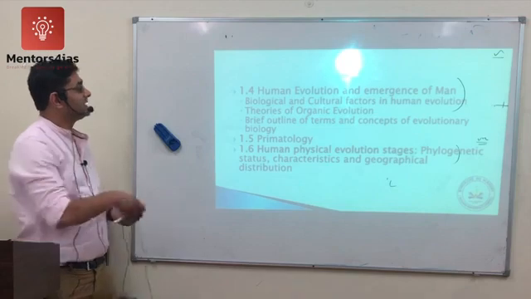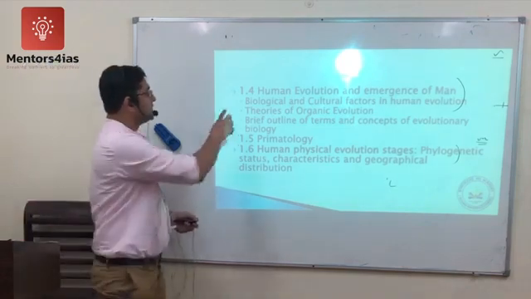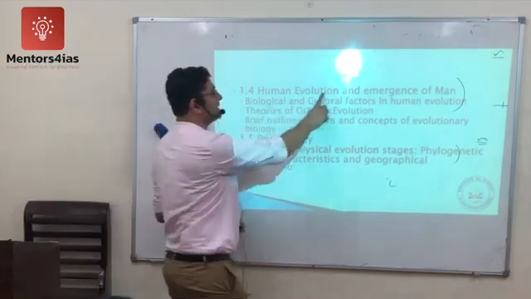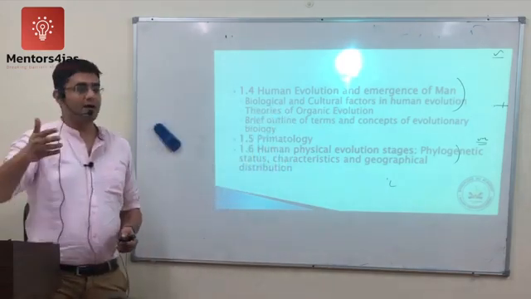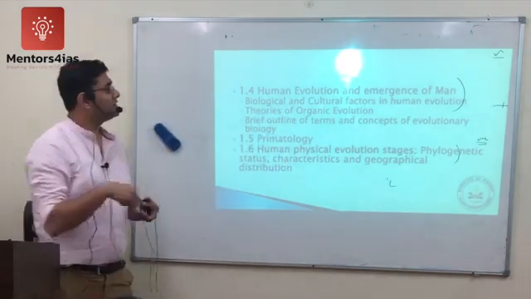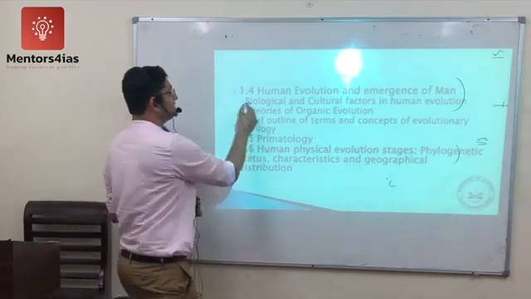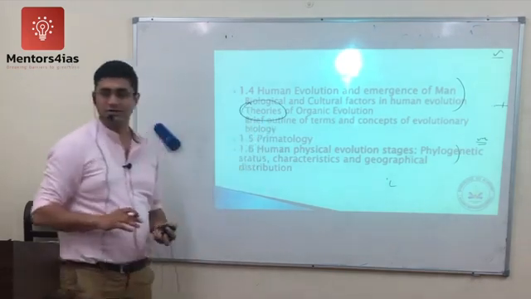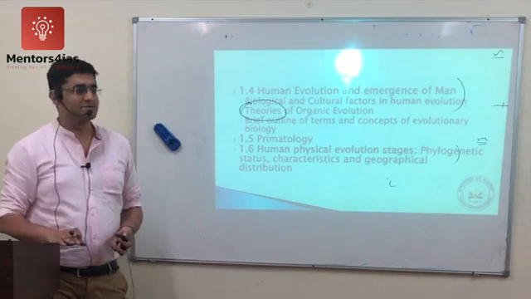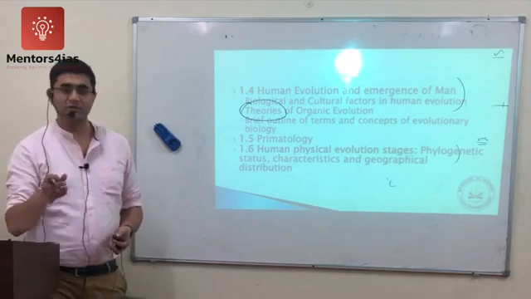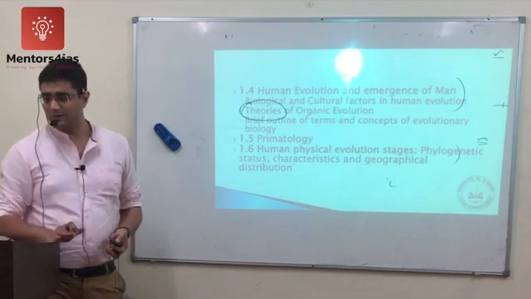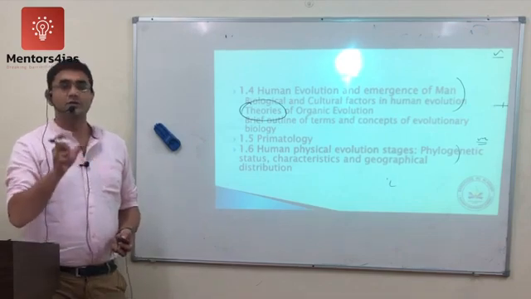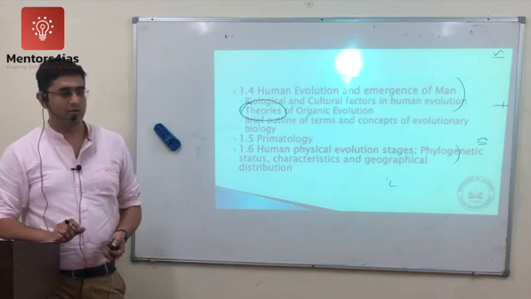Now let's try to understand the syllabus, what is there. So your 1.4 is about human evolution and emergence of man. How modern man has evolved. So here we will be studying the various theories of evolution. You would have heard about Darwin's theory. Before Darwin, Lamarck's theory was there. After Darwin, there were a few more theories. So we'll try to understand what these people were trying to talk about.